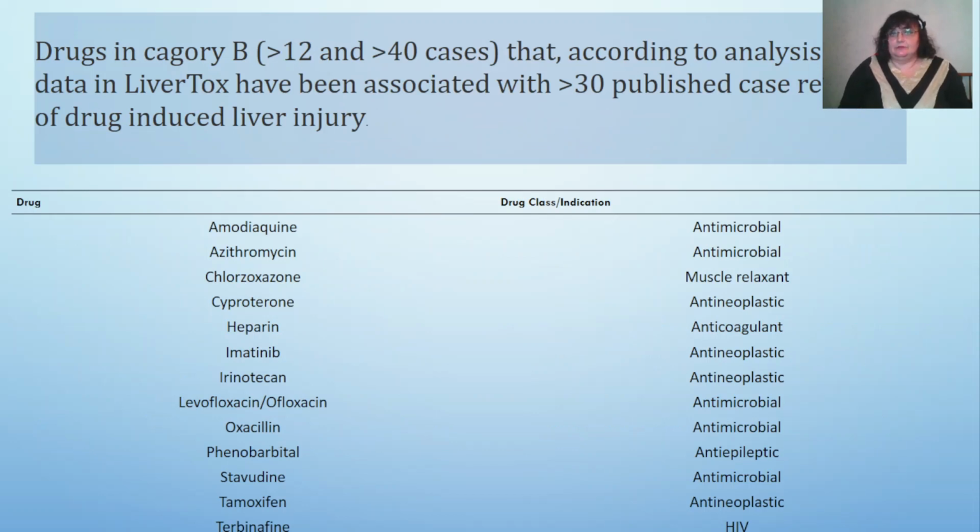You see this category B from LiverTox. Drugs in category B are those with more than 12 and fewer than 50 cases that, according to analysis of the data in LiverTox, have been associated with published cases of drug-induced liver injury. You see this list of drugs. It's amodiaquine, azithromycin, cyproterone, heparin, irinotecan, levofloxacin, ofloxacin, an interesting drug too because it has several adverse reactions.